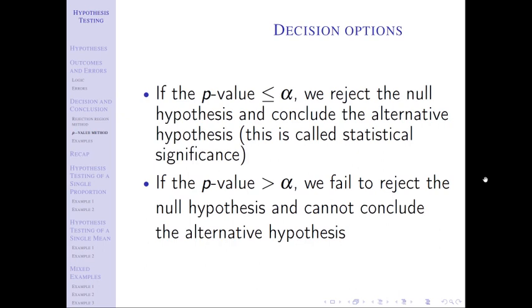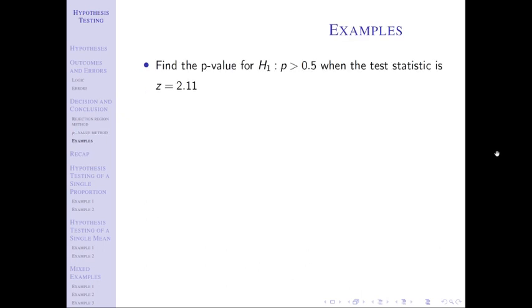And so a couple of examples here so that we can work with p-values. This is find the p-value for an alternative hypothesis that p, the true population proportion, is greater than 0.5 when we have a test statistic of z equals 2.11. Again, how do we find a p-value?